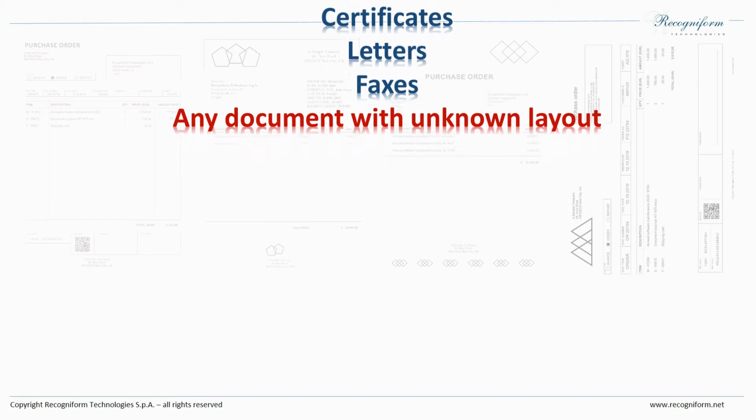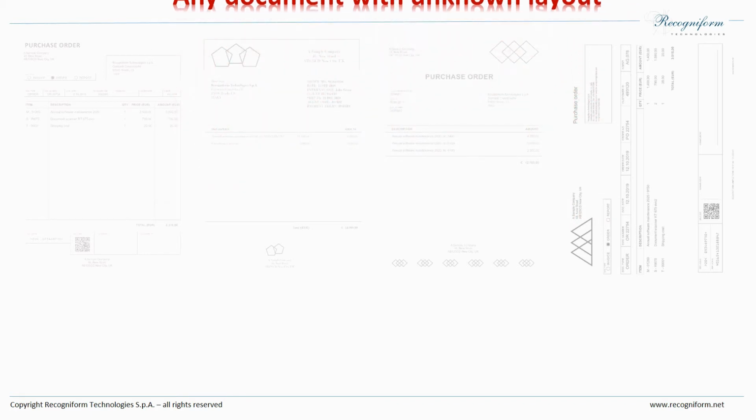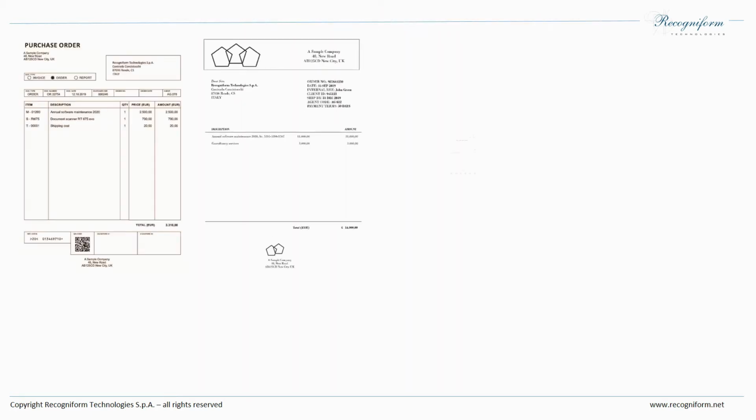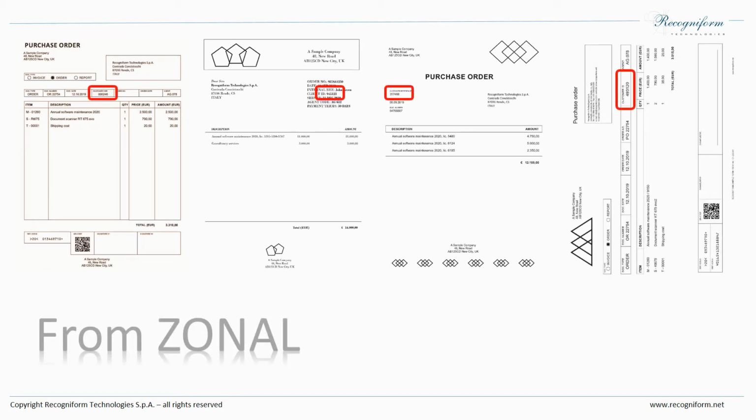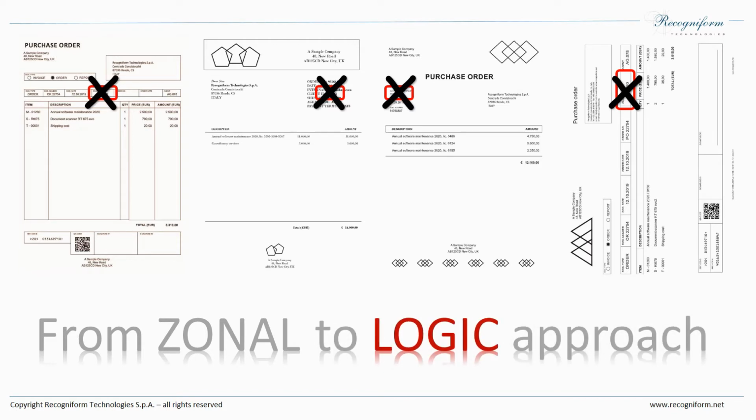class of documents. Thanks to Freeform technology, you'll be able to switch from a zonal to a logic approach. This means that the software will identify, on its own, the information you're looking for. And this will be absolutely independent from its position within the page, or within the document.